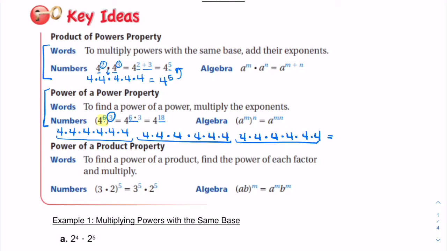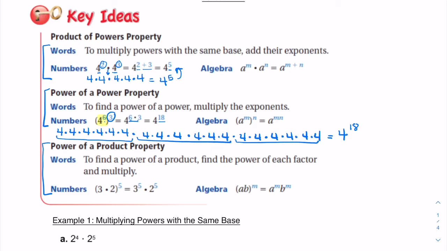When you count all of that, you're going to be multiplying the same base, right? So I'm going to have 4. ¿Y cuántas veces? 18. So you can see that's a lot to do. Entonces, si usted se puede acordar que la única cosa que tiene que hacer es multiplicar los exponentes, te guarda tiempo.